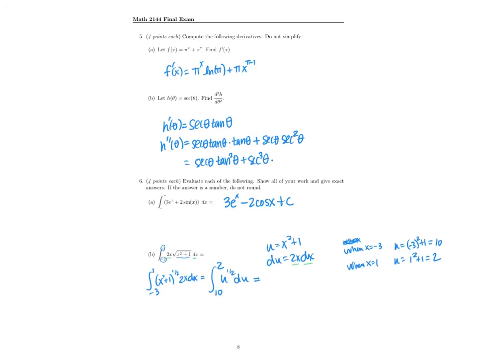So if I have u to the 1/2 and I take the integral of that, it's going to be u to the 3/2 times 2/3. And I want to evaluate that from 10 to 2. So if I plug in 2 there, I'll have 2 times 2 to the 3/2 over 3 minus 2 times 10 to the 3/2 over 3. And we can just leave it like that.